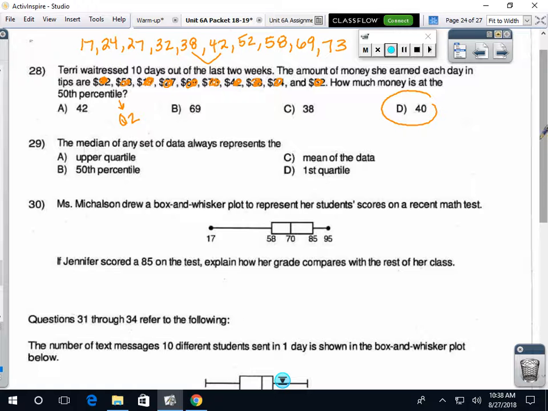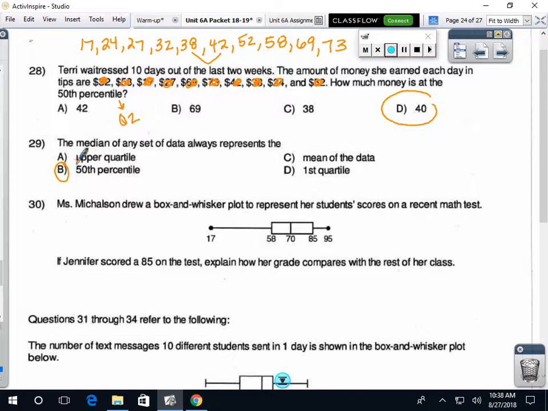Okay, the median of any set of data always represents the correct. Now, that's different than 50% of the data. 50% of the data is in the box from Q1 to Q3. But the median is actually like the 50th percentile, which is just the middle of the data. So don't think of the 50th percentile as the same thing as 50% of the data.